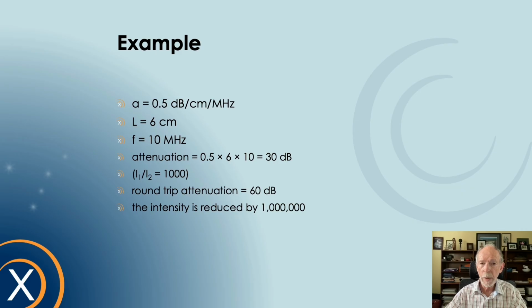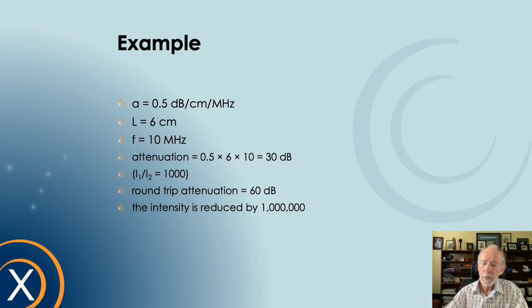Once again, I can go back and look at what the ratio of the intensity values must be, and I find it is now 1 million. So the echo intensity has been reduced by an amount of 1 million as a consequence of attenuation in soft tissue. So you can see it's a very dramatic effect, a very important effect.